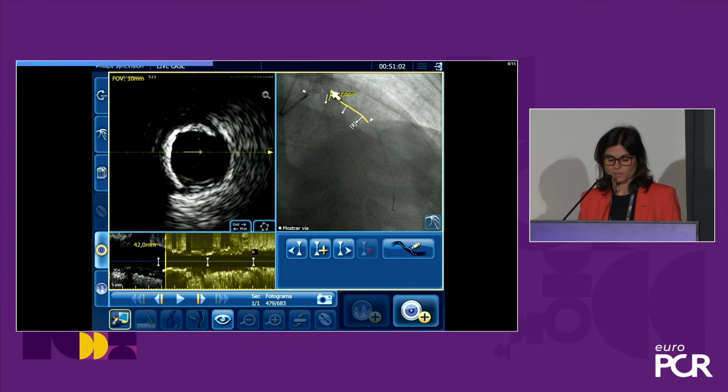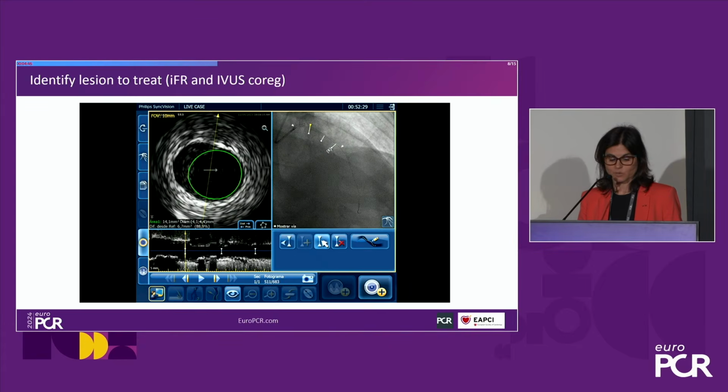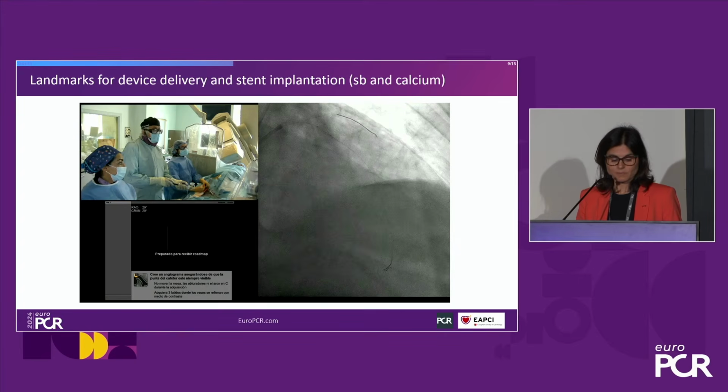You see, there was some calcium, especially in the proximal part, and the other significant finding was that really the vessel was diseased more than it looks in the angiography. In the proximal landing zone, we couldn't find a healthy spot, and we selected this area with less plaque burden as the proximal landing zone. So the next thing is now we need to prepare this plaque and we need to implant our stents. And as it was mentioned, we need landmarks for the delivery of the balloons and the stent.